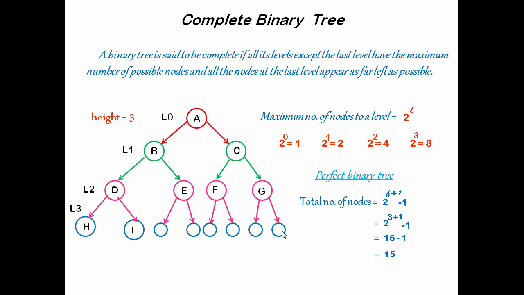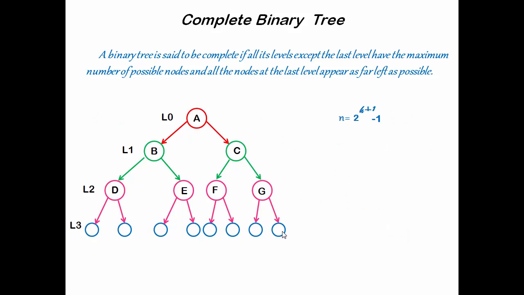Conversely, if we know the number of nodes present in a binary tree, we can calculate the height also. If the tree has n nodes, then we can write n equals 2 to the power h plus 1 minus 1. Now solve this equation. We can write it as n plus 1 equals 2 to the power h plus 1. Then h plus 1 equals log of n plus 1 base 2. So h equals log of n plus 1 base 2 minus 1.